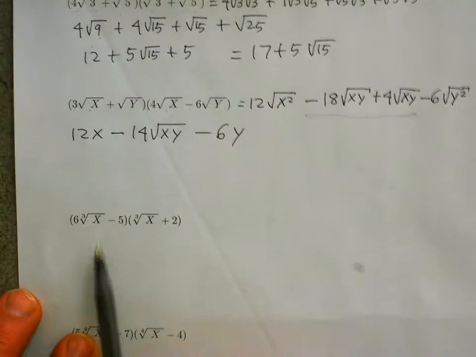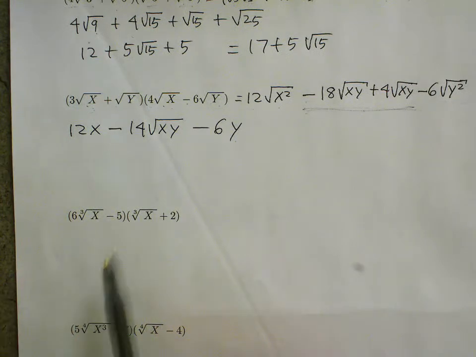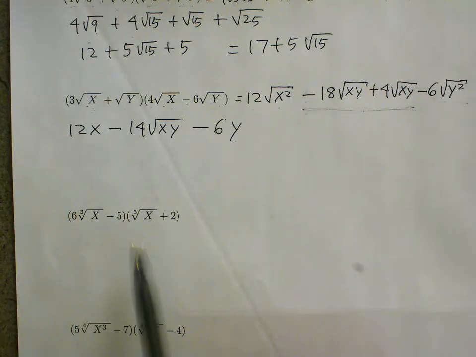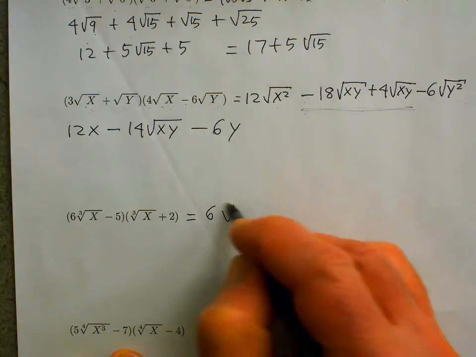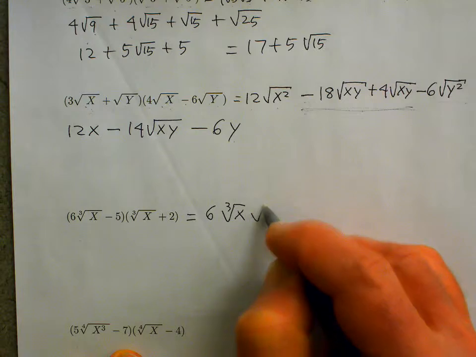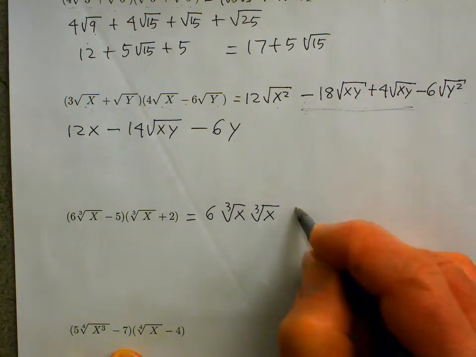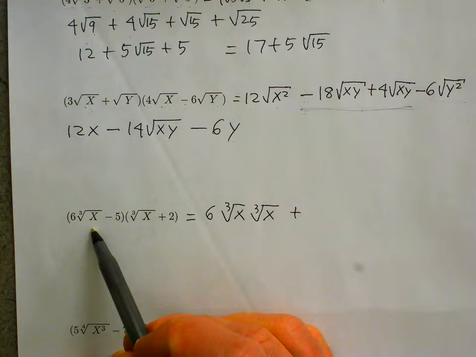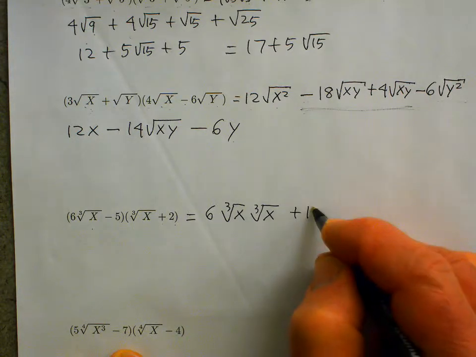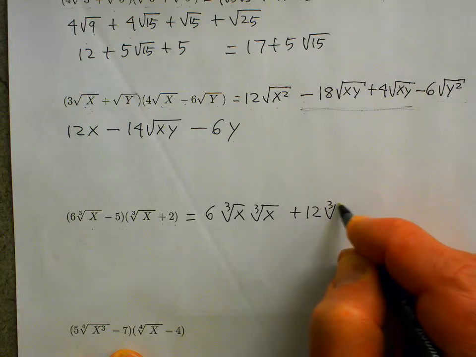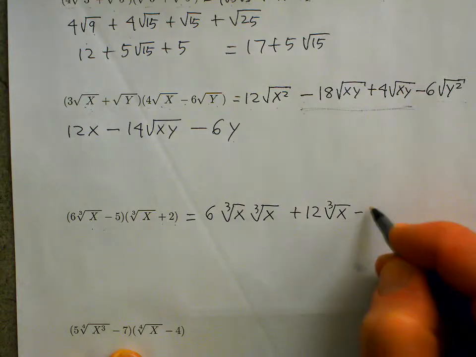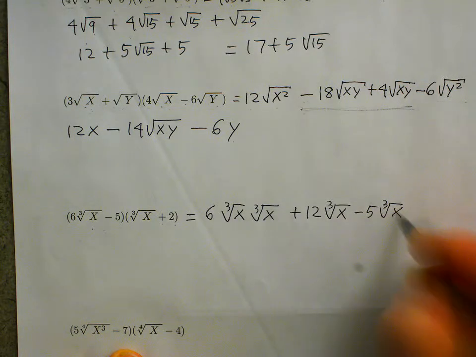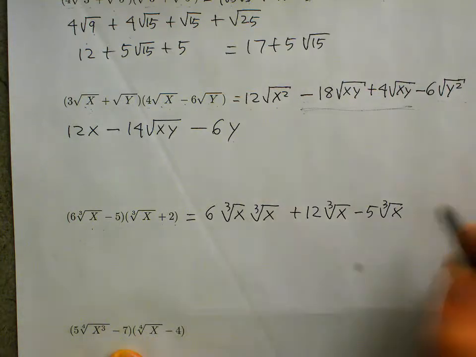Okay, let's work on the next one. 6 times the cubed root of x minus 5, multiplied by the cubed root of x plus 2. Okay, so 6 times the cubed root of x times the cubed root of x, plus 6 times the cubed root of x times 2, which is plus 12 times the cubed root of x. And then minus 5 times the cubed root of x. And finally, minus 5 times 2 is minus 10.